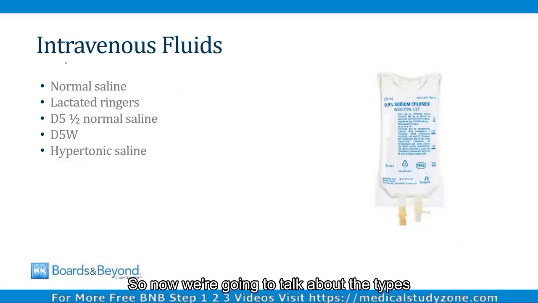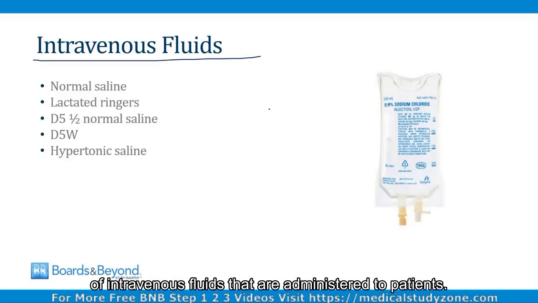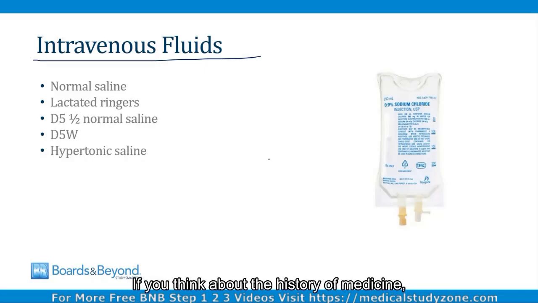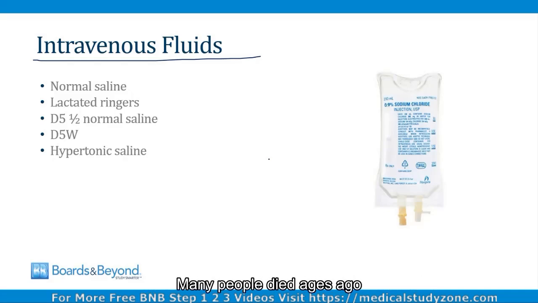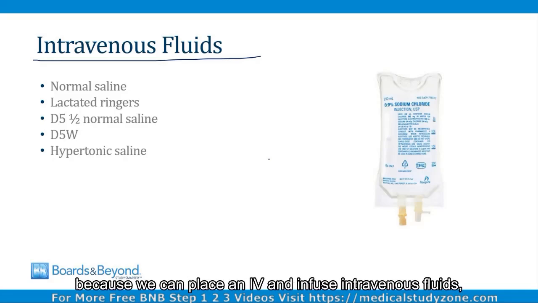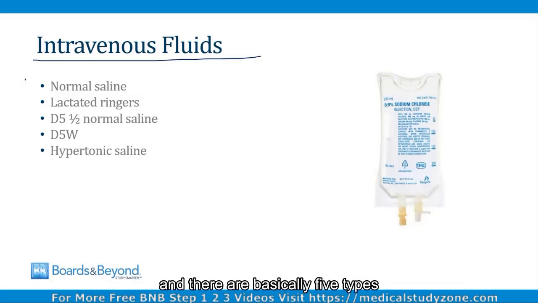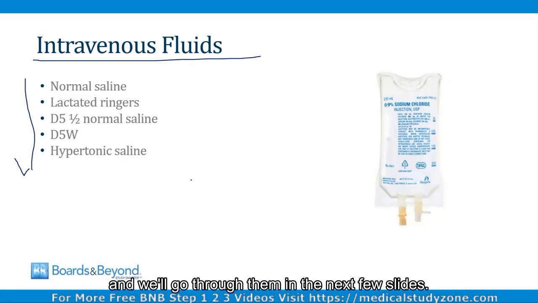So now we're going to talk about the types of intravenous fluids that are administered to patients. If you think about the history of medicine, few things have done more to save lives than the development of the ability to infuse fluids. Many people died ages ago because they simply were volume depleted. Now that never happens because we can place an IV and infuse intravenous fluids. And there are basically 5 types of intravenous fluids we use clinically. They're all listed here, and we'll go through them in the next few slides.